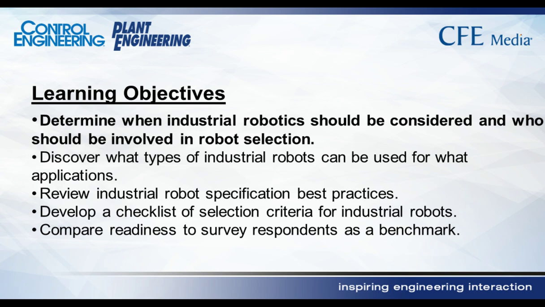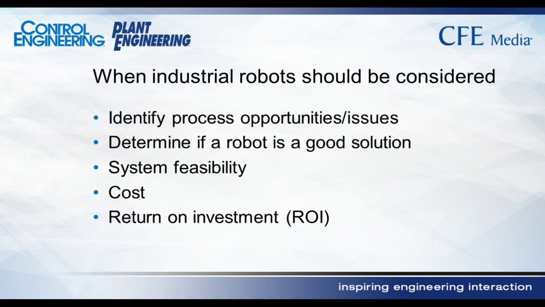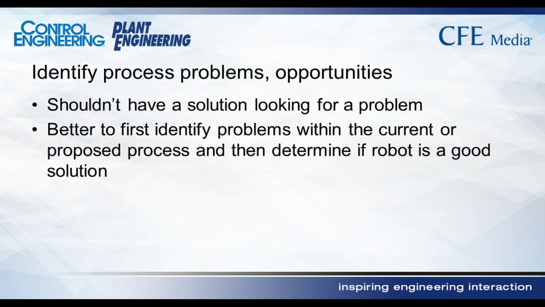Thanks, Mark. First, we will determine when industrial robots should be considered and who should be involved in robot selection. We will cover identifying process opportunities, determining if a robot is a good solution to those opportunities, defining system feasibility, how much a robot costs to implement, and finally, how a return on investment is realized.